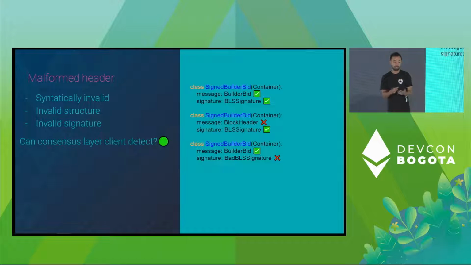So what does it mean when a header is malformed? It just means that it is syntactically invalid. It has an invalid structure, it has an invalid signature. Can the CL client detect it? Yes, it can. When you unmarshal it, if it's not the right structure, then you know it's wrong. You can also verify the signature. So this type of fault we can detect and then we can mitigate.